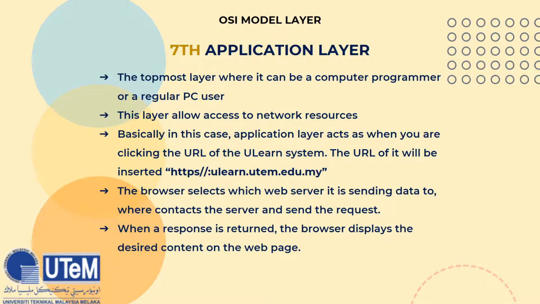Application layer. It is the topmost layer, used by a computer programmer or a regular PC user. This layer allows access to network resources. Basically, in this case, the application layer acts when you click the URL on the user system, and the URL is inserted just like the link stated here. The browser selects which web server to send the data to, contacts the server and sends the request. When the response is returned, the user system browser displays the desired content on the web page.